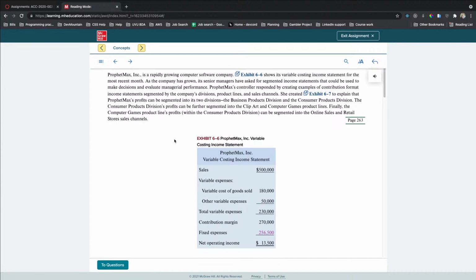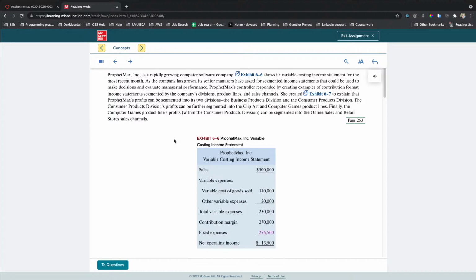ProfitMax Incorporated is a rapidly growing computer software company. Exhibit 6-6 shows its variable costing income statement for the most recent month. As the company has grown, its senior managers have asked for segmented income statements that could be used to make decisions and evaluate managerial performance.